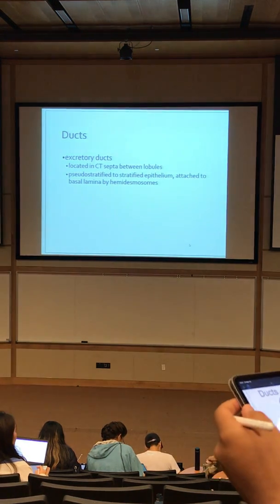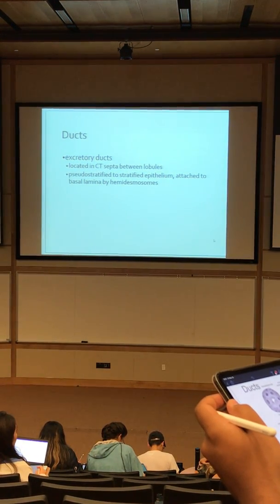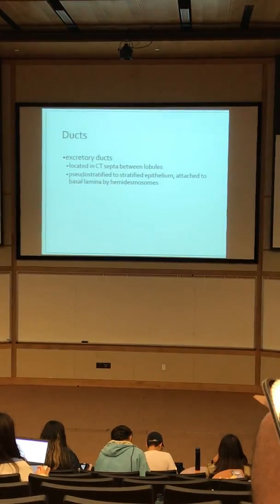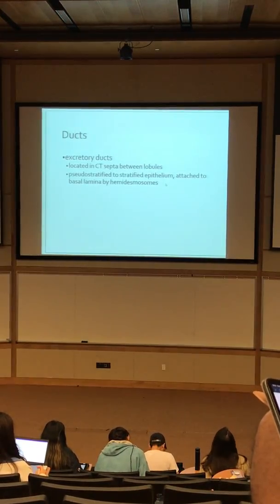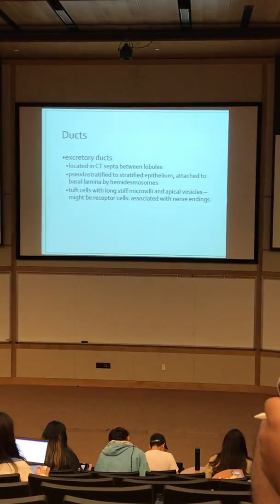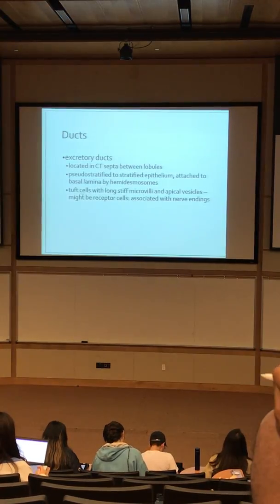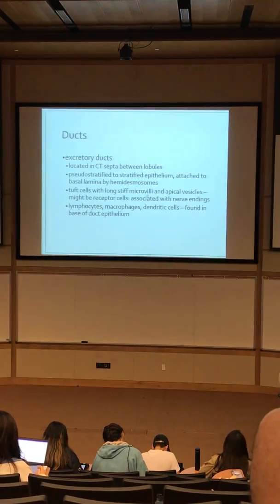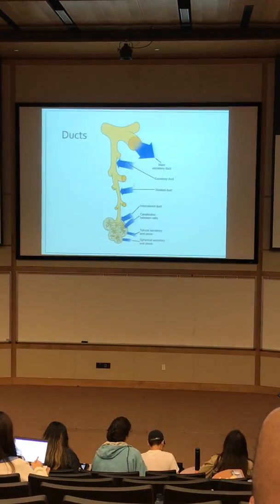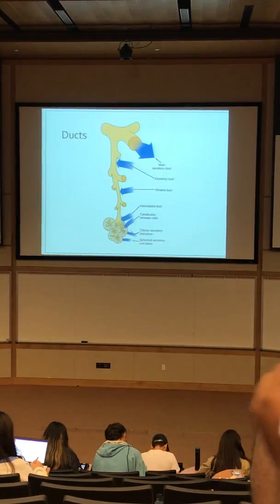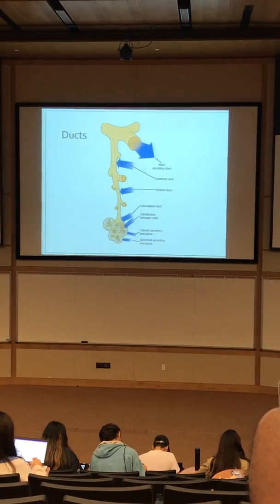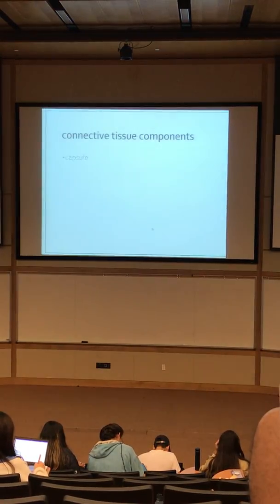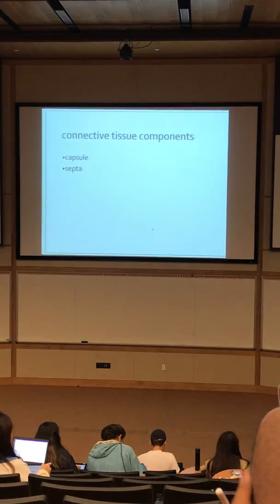These are located in connective tissue septa between the lobules. Their cells are pseudostratified or stratified, and so forth. They have special cells called tuft cells, which have very long, stiff microvilli. We won't ask you to identify the various cell types on the practical, so you don't need to worry about that. Here's a diagram that just shows the various levels of ducts, the various sizes and locations of the various ducts. Okay? Then we have the capsule surrounding the whole gland.